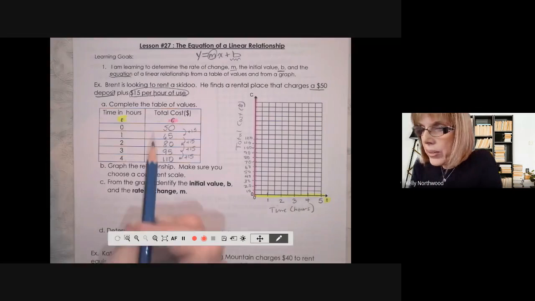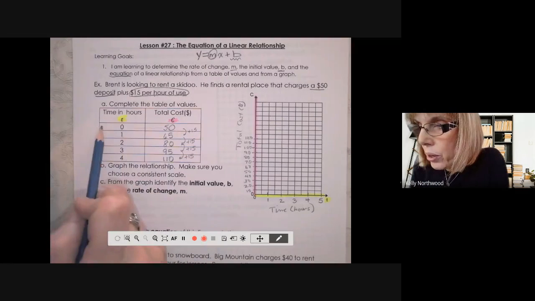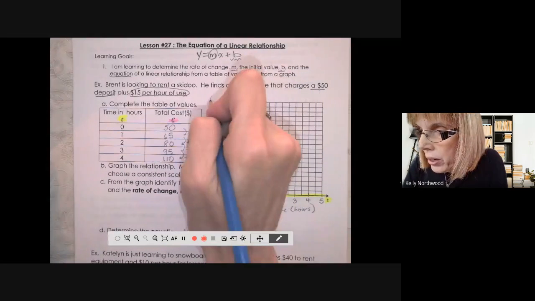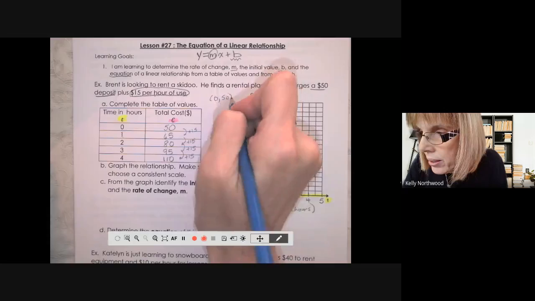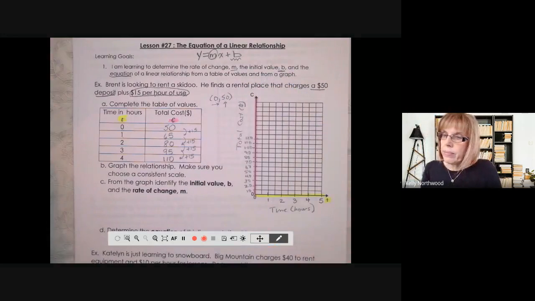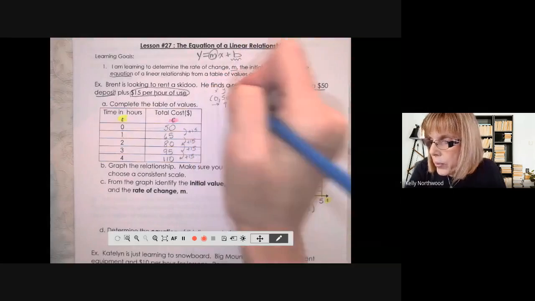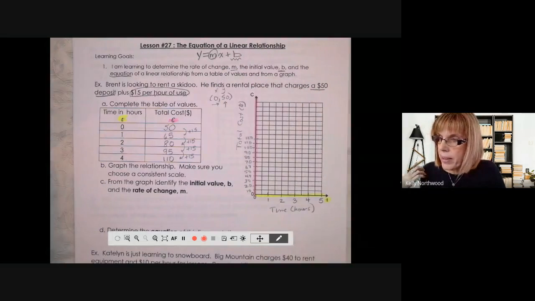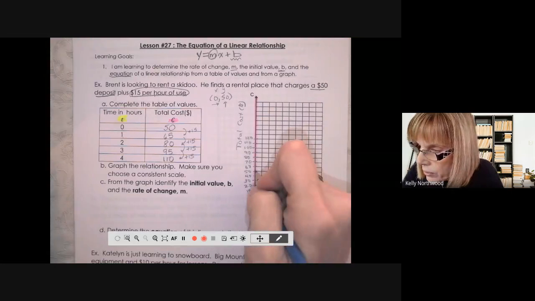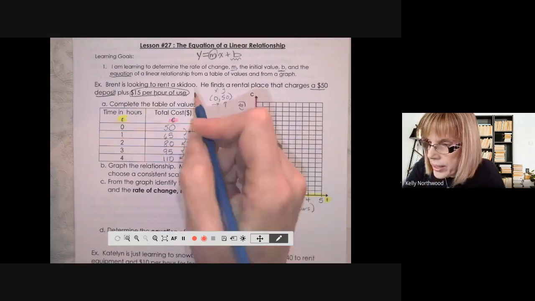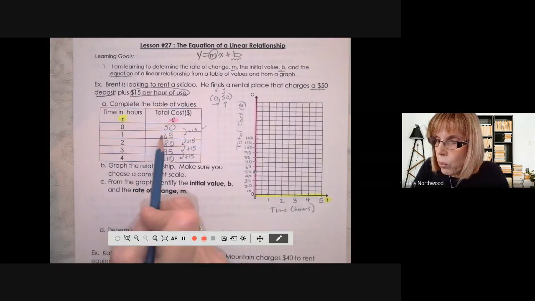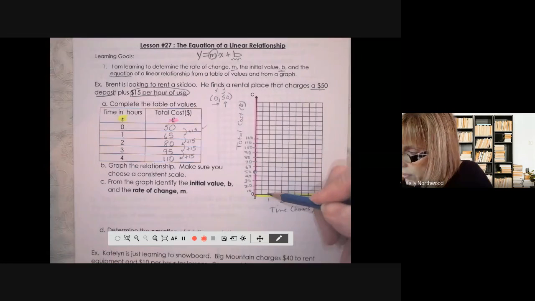And then we have to remember that this first row represents the point 0 and 50. And remember our ordered pairs? It's always the horizontal one first and then the vertical one, like X and Y, except in this case it's T and C, but same thing. So I stay at 0 and then I go up to 50. And that's this point done. And then 1 and 65.